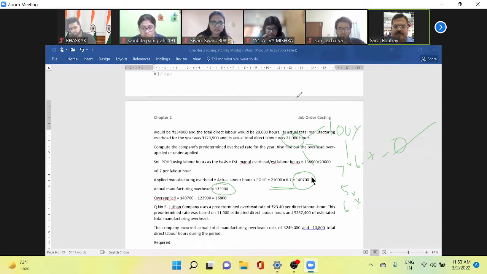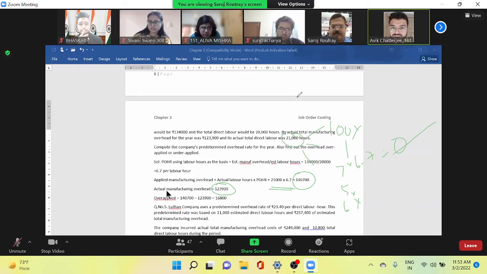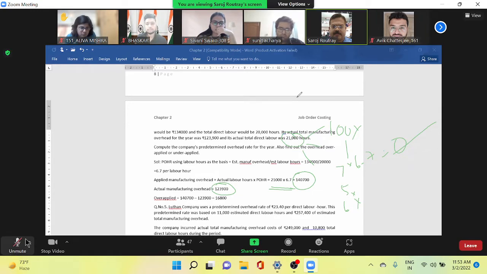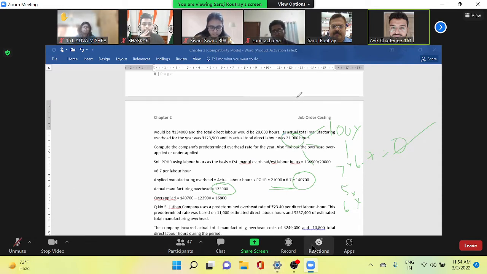Now, if I ask you, what is the impact of this over application of overhead? Different impacts are there. So whatever comes to your mind, please tell me. It will reduce the profit. It will show the actual margin should be higher than the margin which is showing in the statement, sir. Sir, if you are overestimating the overhead, it means you are overestimating your total cost. So your total cost will be more than your actual cost. So your profit should be more than the estimated profit. Yes. So our actual profit will be more. All right. Anything else?